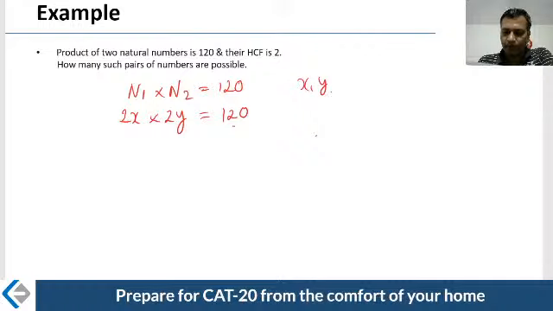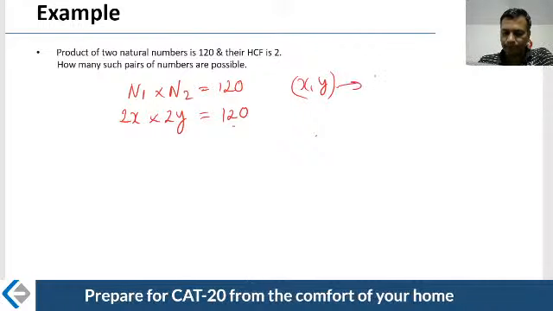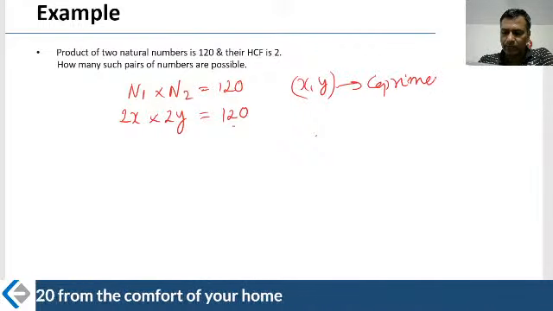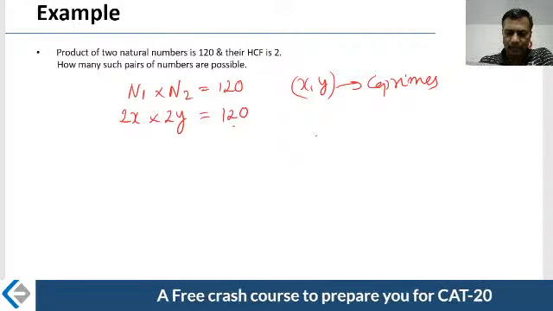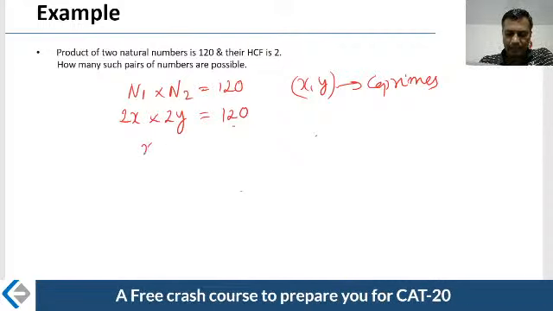All right, x and y should be co-prime pairs, because 2 is the HCF. Now there can't be anything common between them, right? Therefore, they should be co-primes to each other. So already you are saying that that's 120, and hence you are saying that x into y is equal to 30.